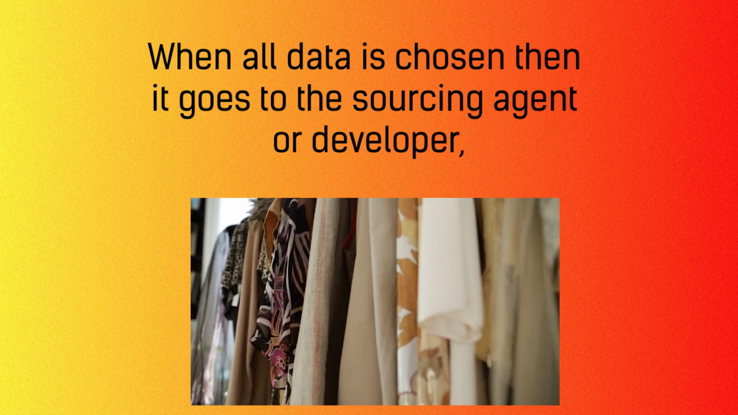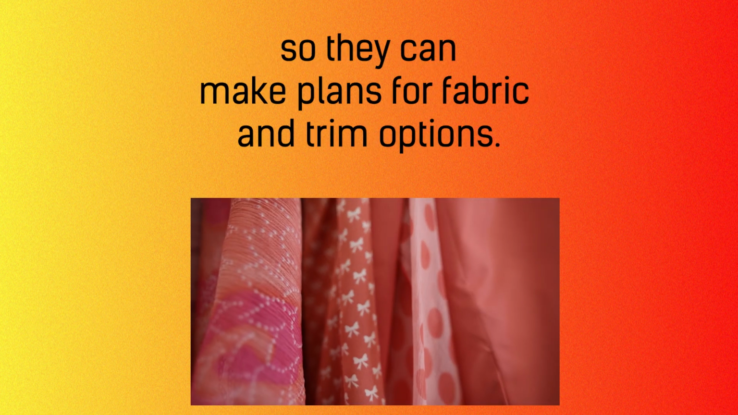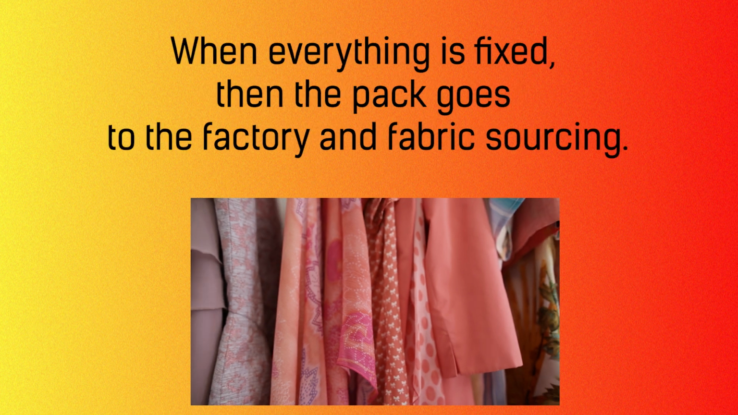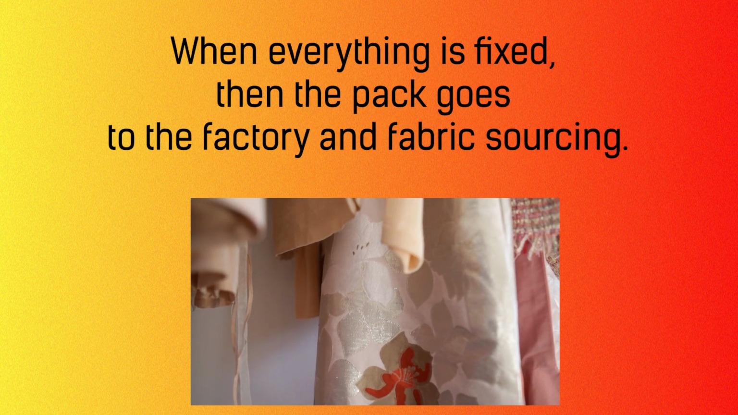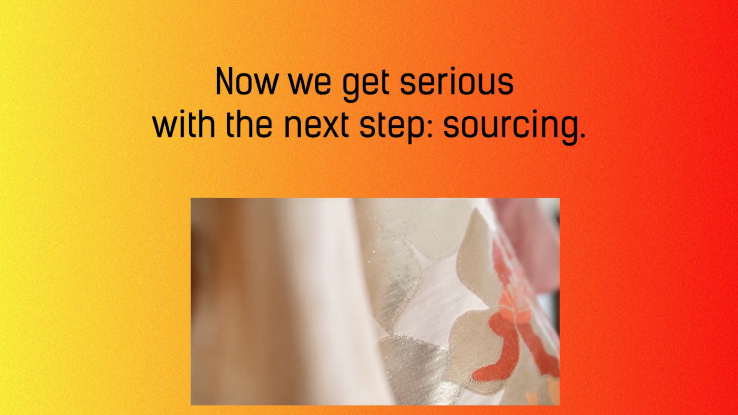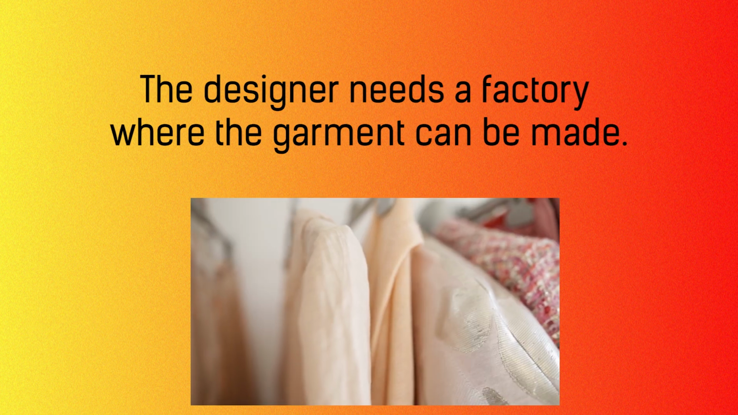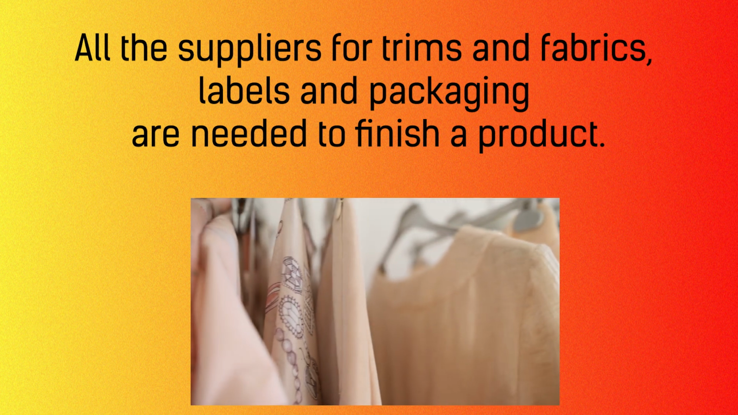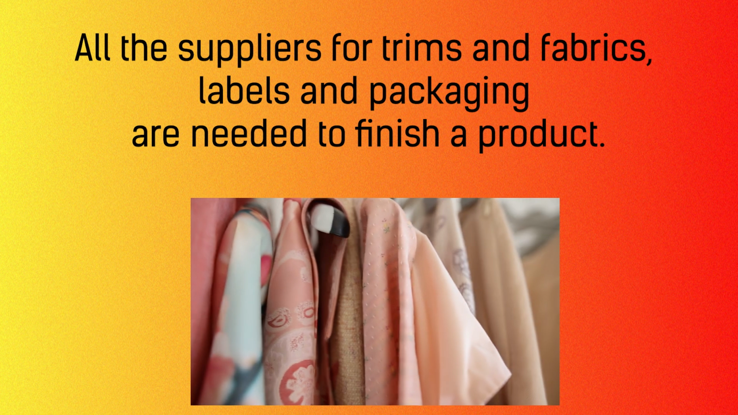When all data is chosen, then it goes to the sourcing agent or developer so they can make plans for fabric and trim options. When everything is fixed, then the pack goes to the factory and fabric sourcing. Now we get serious with the next step, sourcing. The designer needs a factory where the garments can be made. All the suppliers for trims, fabrics, labels and packaging are needed to finish a product.